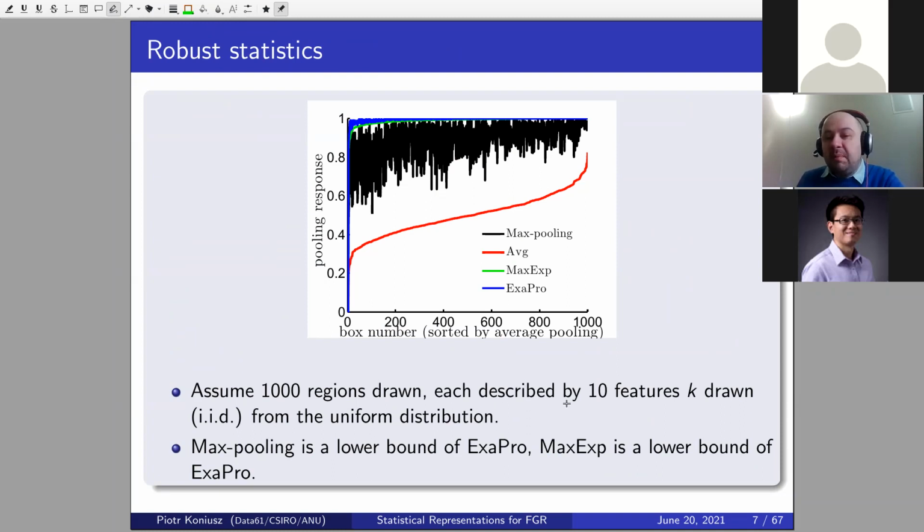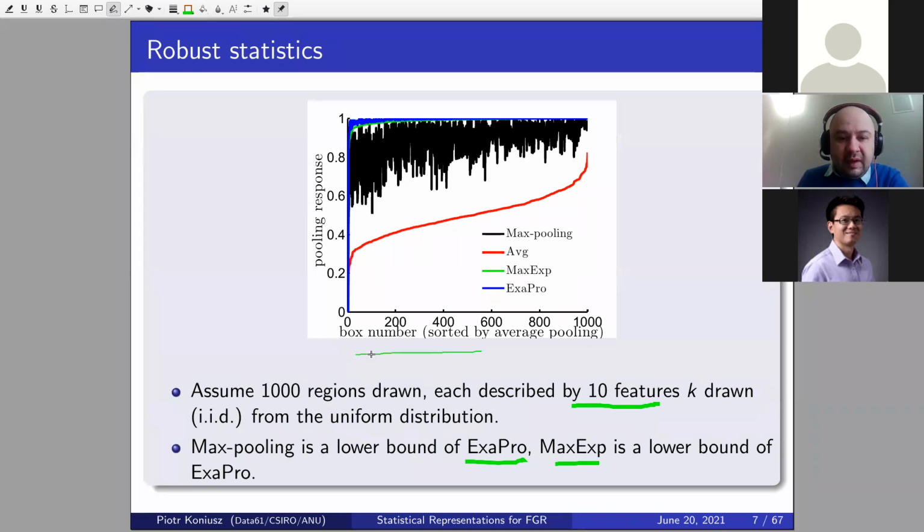Each region is described by 10 features, and they are drawn from some IID distribution. It turns out that the maximum pooling is a lower bound of this other form of pooling called ExaPro. This max pooling over here is a lower bound of ExaPro. But what is important is essentially the nature of curves here, which saturate very quickly.